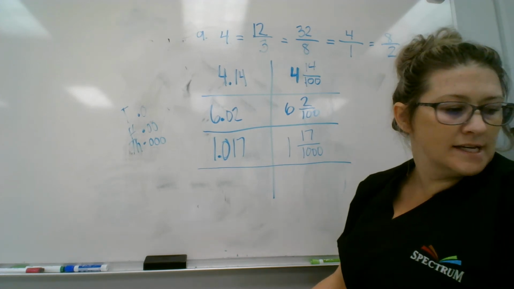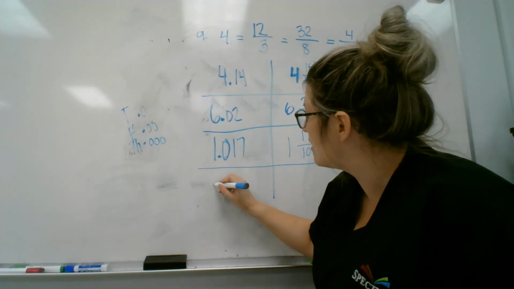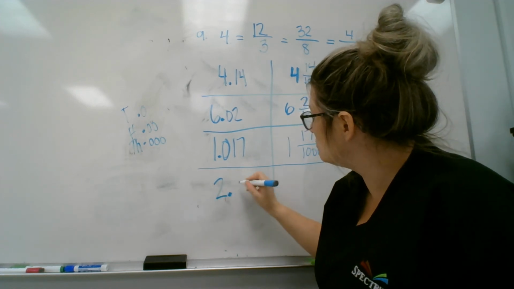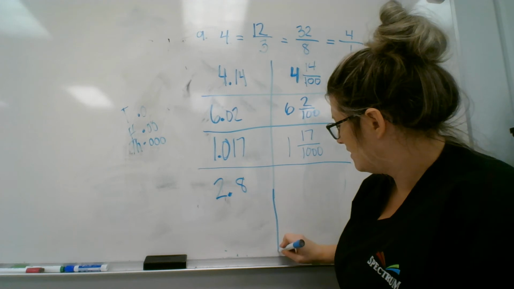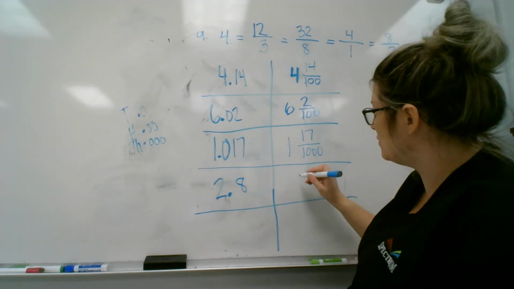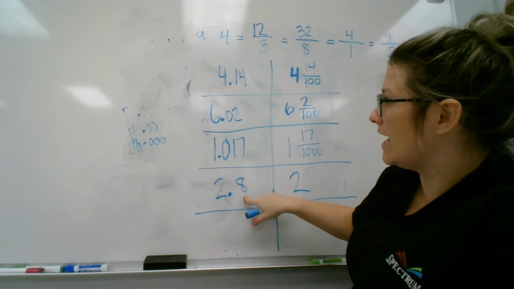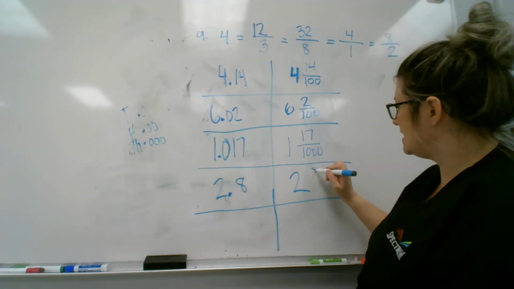All right, D. So this time they only give me the decimal, 2.8. All right, to rewrite this as a fraction, that's my whole number, the 2. 8 tenths. So 8 over 10.